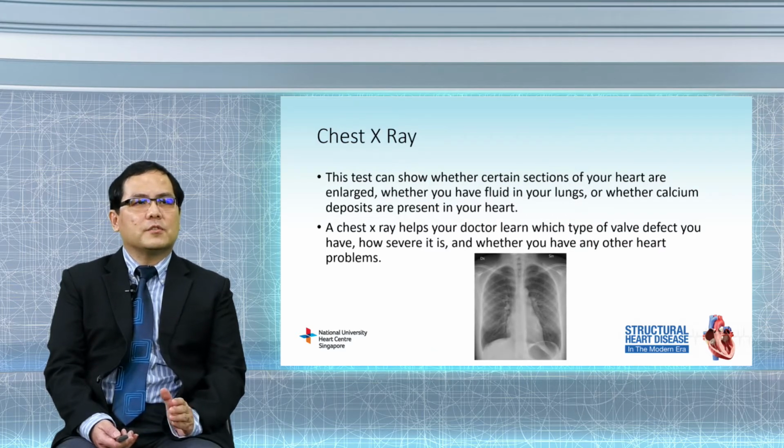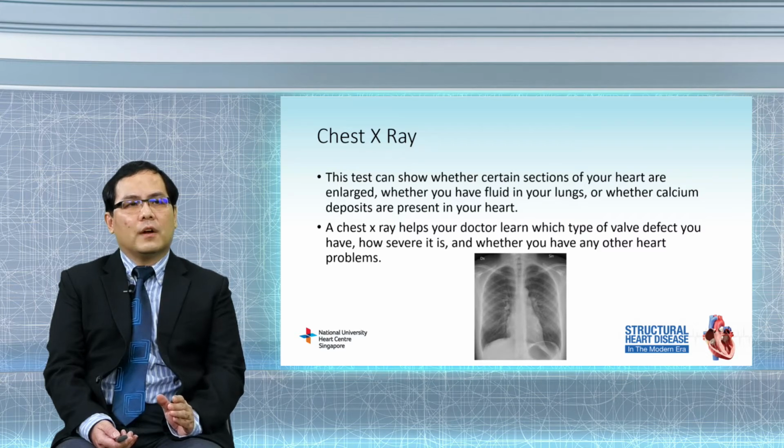Let's look at the chest X-ray. This test can show whether certain sections of your heart are enlarged, whether you have fluid or water in your lungs, or whether there are calcium depositions present in your heart. A chest X-ray will also help the doctor or the cardiologist to learn which type of heart defect you have, how bad or how severe it is, and whether you have any other heart problem.